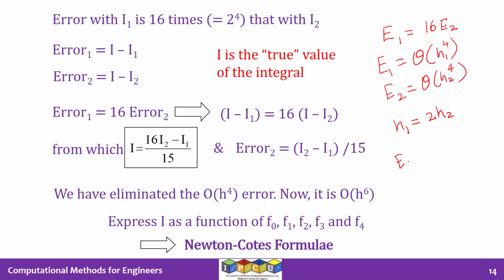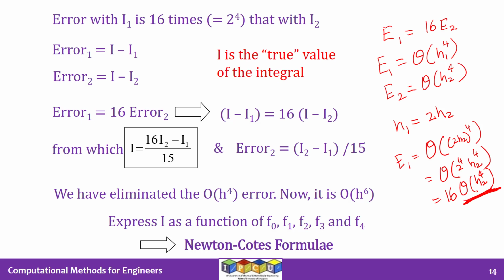Therefore, E1 is going to be of the order of h1 to the power of 4, which means (2h2) to the power of 4, which will be of order 2 to the power of 4 times h2 to the power of 4. So 2 to the power of 4 is 16, and I can pull it out: 16 times order of h2 to the power of 4. But order of h2 to the power of 4 is nothing but e2. So I can say e1 is 16 e2. That is the basis of writing this. So this is a remark that we make, and we have just shown why that is true.